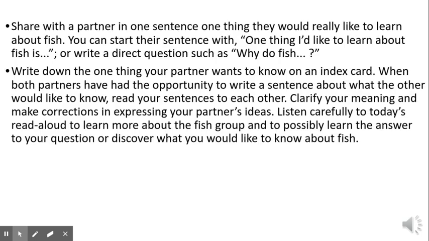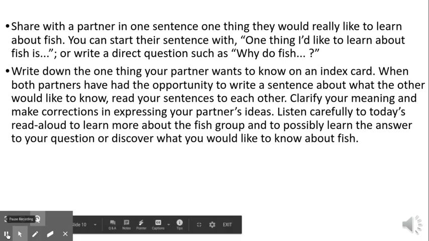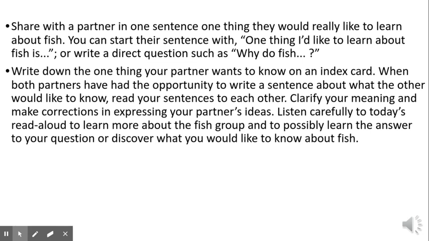All right, so think about one thing that you would like to learn about fish. Or do you have a question about fish? Why do fish do this? Or why do fish do that? So think about a question, and we're going to see if your question's answered today. If it's not answered, you can tell me about it during our afternoon meet. So as we learn about fish, let's see if we answer your questions.